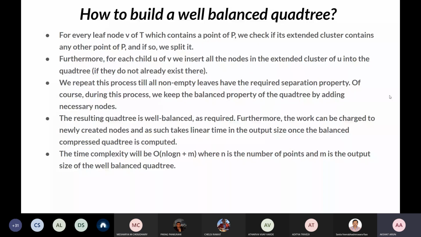Furthermore, the work can be charged to newly created nodes, and as such takes linear time in the output size once the balanced compressed quadtree is computed. The time complexity here is big O of n log n plus m, where n is the number of points and m is the output size of the well-balanced quadtree. To compute the balanced tree, it takes n log n plus m time. Then to do the rest of the computation for the extended cluster, it takes another linear time in the output size, that is m. So again, the complexity comes out to be big O of n log n plus m.